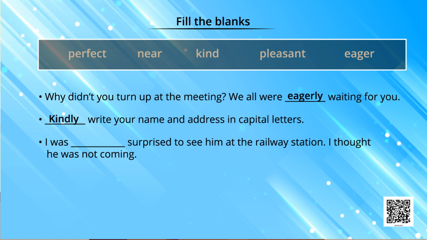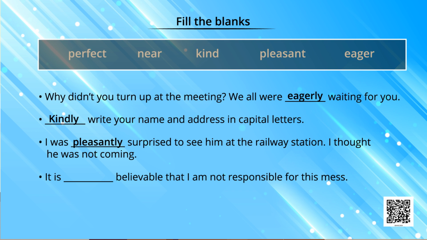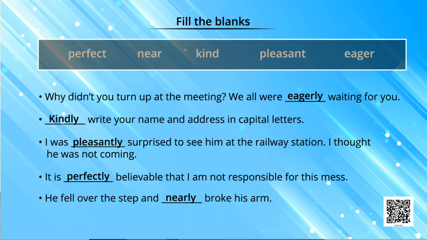I thought he was not coming. Pleasantly. Yes, when we added ly to the word pleasant, it became pleasantly. Next, it is dash believable that I am not responsible for this mess. Perfectly. Yes, and the word was? Perfect. Very good. So we made it perfectly. Next, he fell over the step and dash broke his arm. Nearly. Yes, the word near when added ly becomes nearly, it means almost. He had broken his arm.